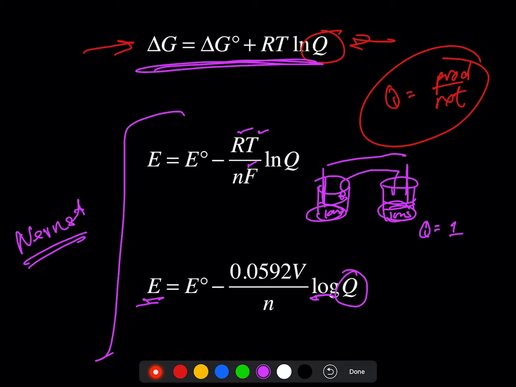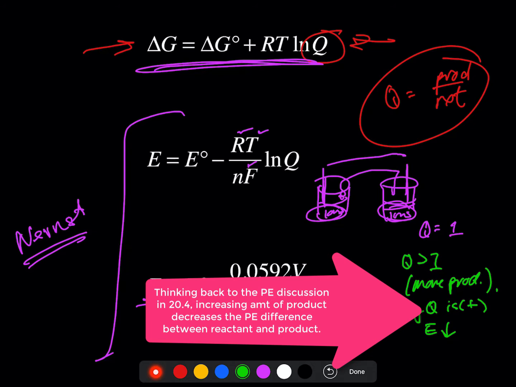Yes, we're not changing E naught, because that's based on standards, but we're changing my E value. So using our math sense, when Q is greater than 1, what does that mean? That means more product than reactant. So if my Q is greater than 1, my log of Q is going to be a positive value. And if my log Q is positive, we subtract that term from here, which means that my E decreases. Does that make sense?